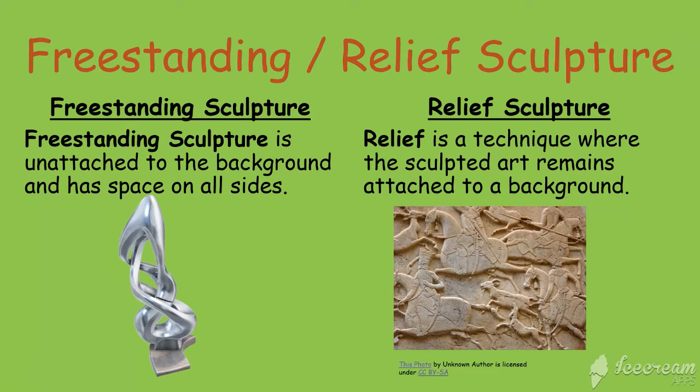A relief sculpture is a technique where the sculpted art remains attached to the background. So this would be like art that you would see on a wall, and the wall is flat, and then they put the pieces of art onto the background. So this example right here is a relief sculpture. The men riding the horses are flattened onto the background, but it's still raised. You can still feel it. It still has some 3D form to it.